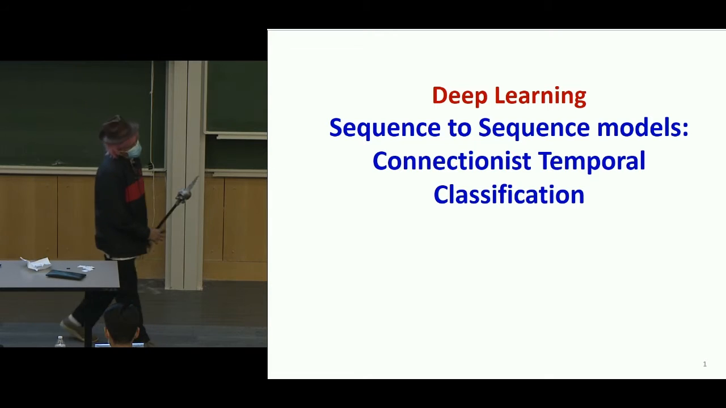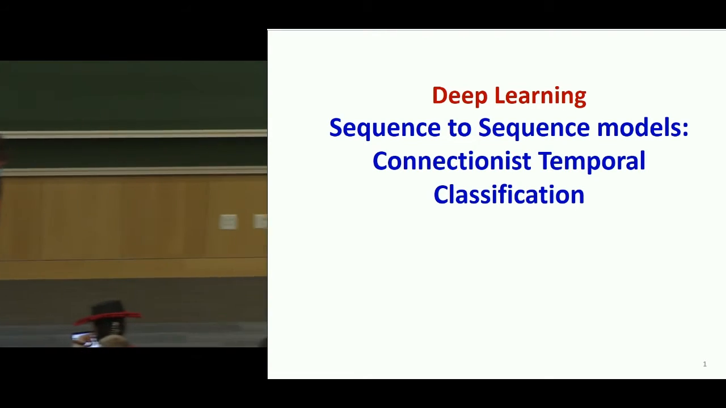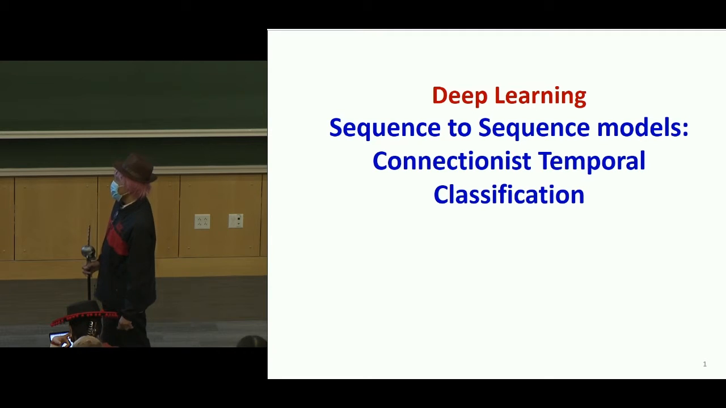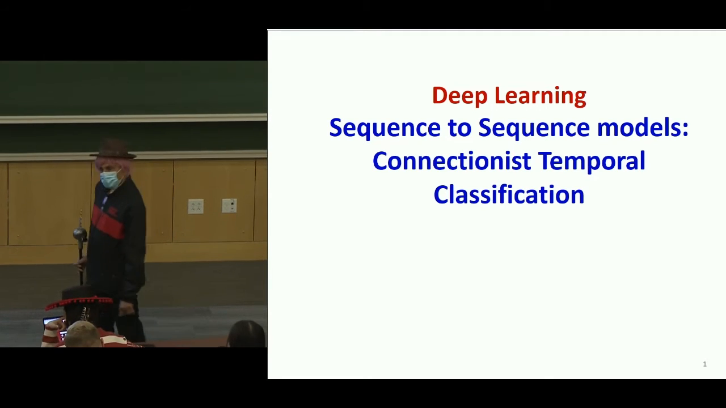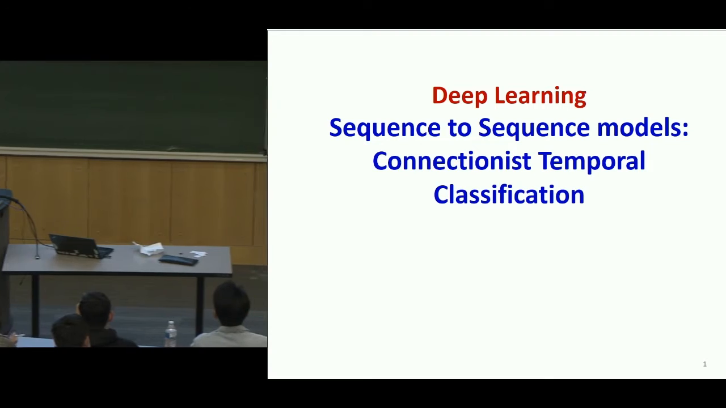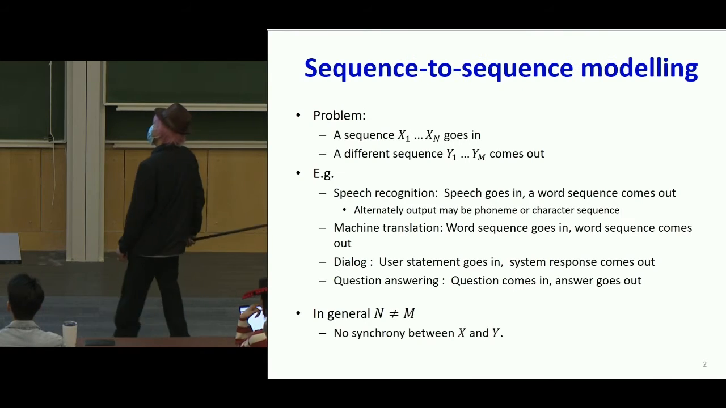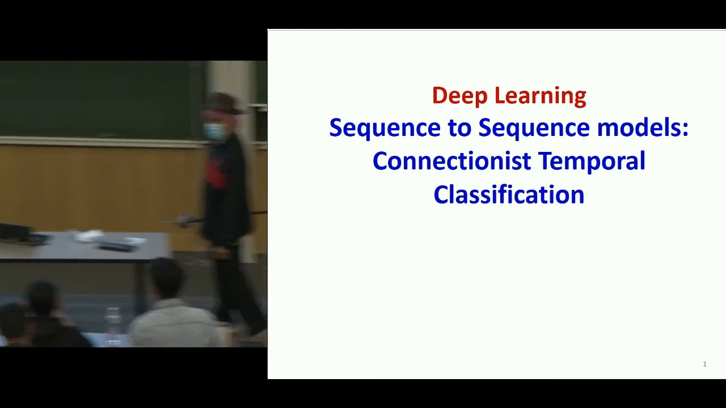In today's class and the next class, we're going to look at sequence-to-sequence models, which convert one input sequence to a different sequence. Today, in particular, we're going to be looking at the Connectionist Temporal Classification model.